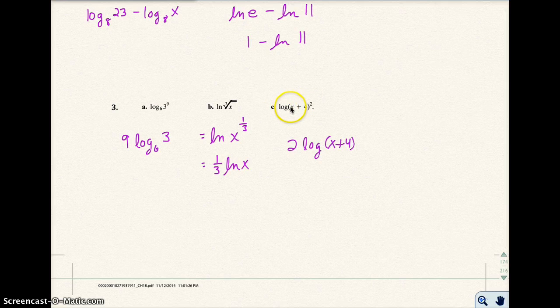And then here I have the log of this with an exponent on it. So I bring the 2 out to the front, and then I have the log of this. Make sure you keep that in parentheses. Now a lot of students want to separate this and put log x plus log 4. You can't do that. This is not a product here. Okay, so it's a sum.